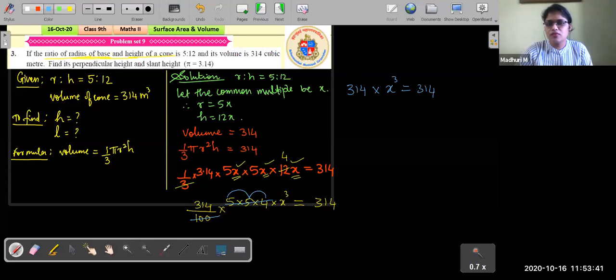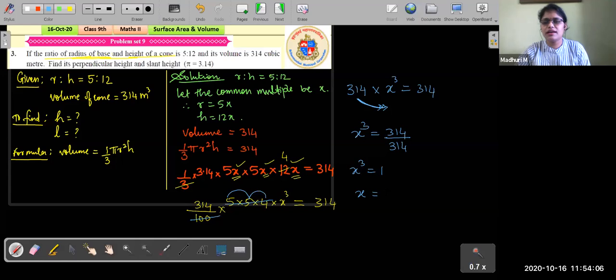And now we shift this 314 to the other side. That will be x cube, which is equal to 314. This 314 will become division on the other side. So divided by 314, we are left with x cube equals 1. And what will be x? Which number, when multiplied with itself 3 times, will give us 1? Of course, that has to be 1, right?